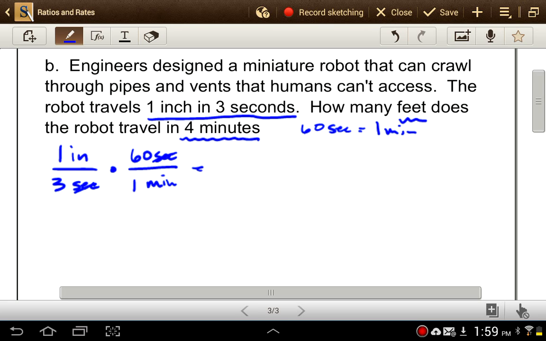Okay, I can cross-cancel the 60 to a 20 and the 3 to a 1, and that is going to give me 20 inches in 1 minute. Okay, so that's step 1.